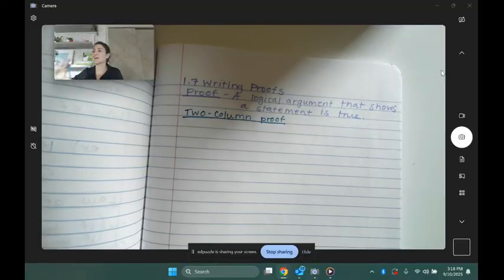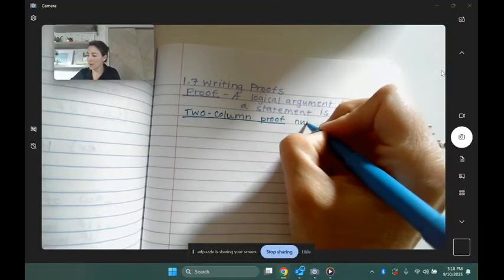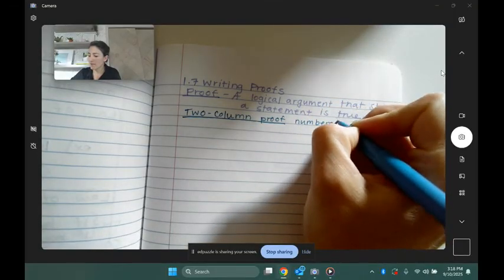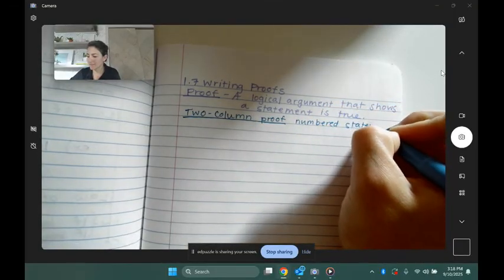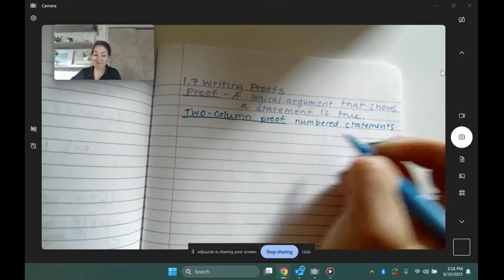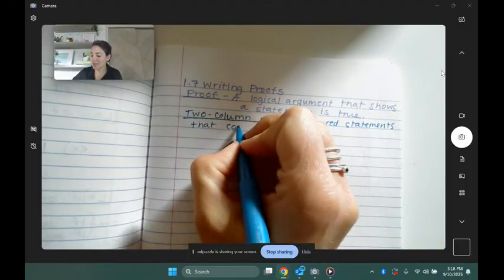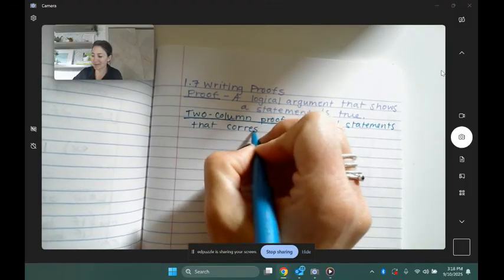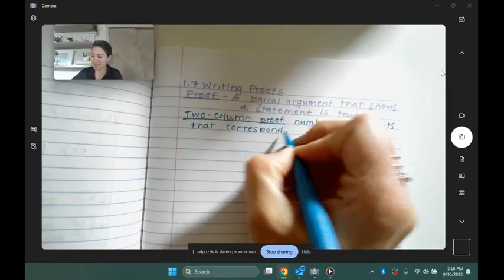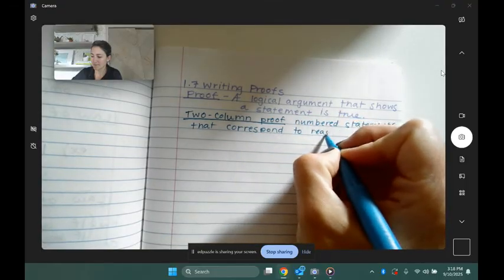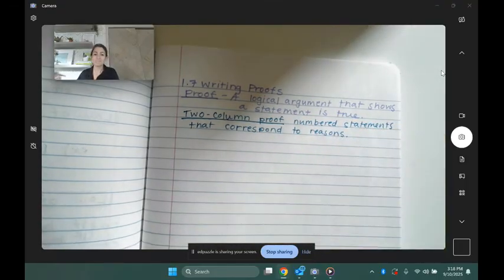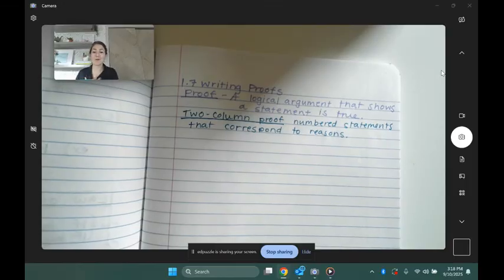A 2-column proof is just a very organized way. It is numbered statements that correspond to reasons, and I'll explain what that is in a second. So a proof is a logical argument that shows what's true, and a 2-column proof is just nice and neat.